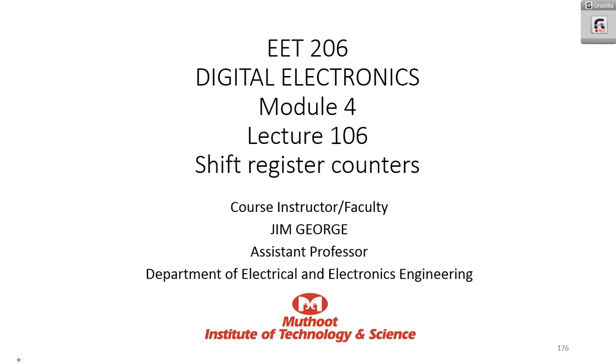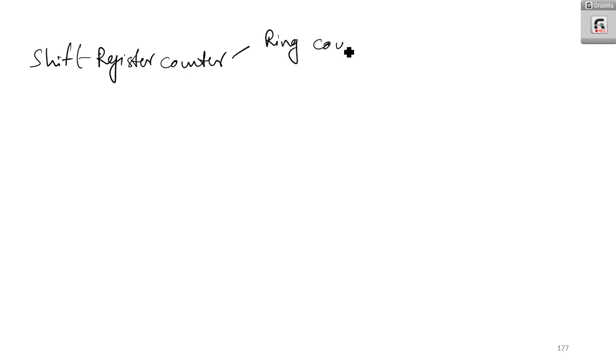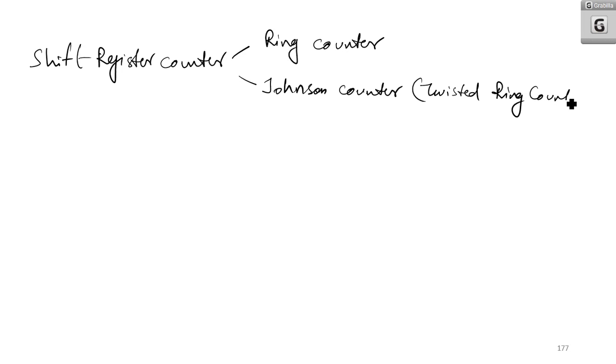So basically there are two types of shift register counters, given by the names ring counter and Johnson counter. This Johnson counter is also known as twisted ring counter. Now coming into a ring counter.